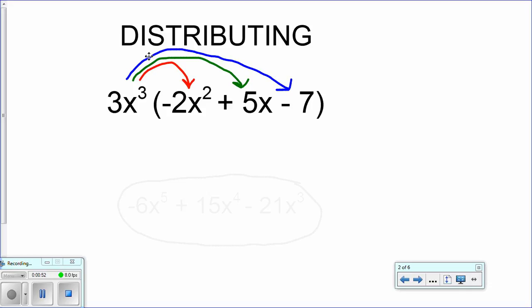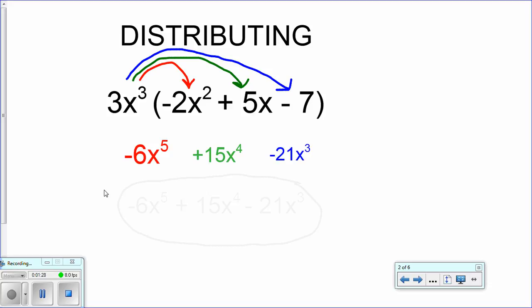exponents. Okay? So for the red, 3 times negative 2 gives me negative 6, and x to the third times x squared, I just add the exponents together, and I get 5. So negative 6x to the fifth. For the green, same thing. 3 times 5 gives me 15. X to the third times x will give me x to the fourth. I just add. It's a positive 15. And then 3 times negative 7 gives me negative 21, and there's nothing to multiply the x to the third with, so it's just negative 21x to the third.